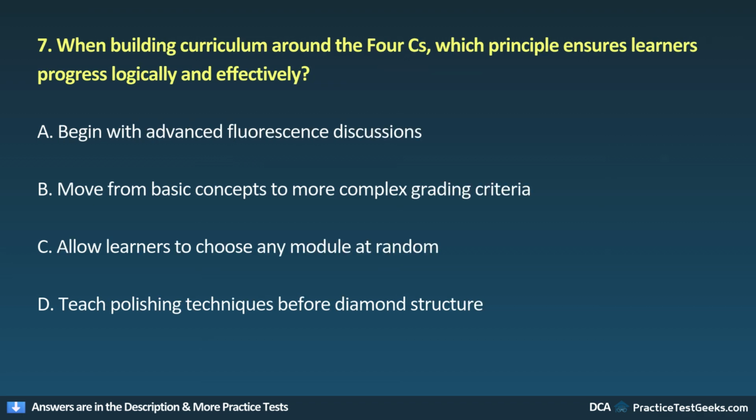7. When building curriculum around the 4Cs, which principle ensures learners progress logically and effectively? A. Begin with advanced fluorescence discussions. B. Move from basic concepts to more complex grading criteria. C. Allow learners to choose any module at random. D. Teach polishing techniques before Diamond structure.